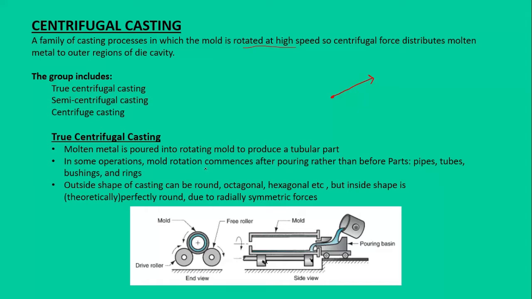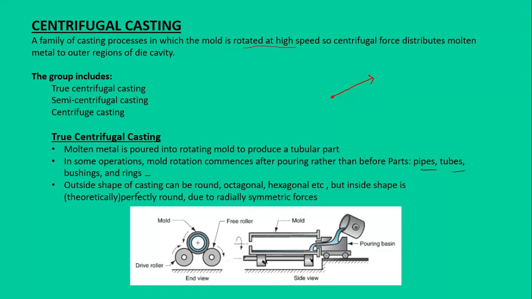So in some operations the mold is rotated before pouring the molten material, so that the mold is already rotating at a high speed, and during that rotation we are pouring the molten material into the mold cavity, while in some cases we first pour the molten material and then the rotation of the mold starts. So this kind of the casting is mostly used to make pipes, tubes, bushings, rings and other hollow parts.